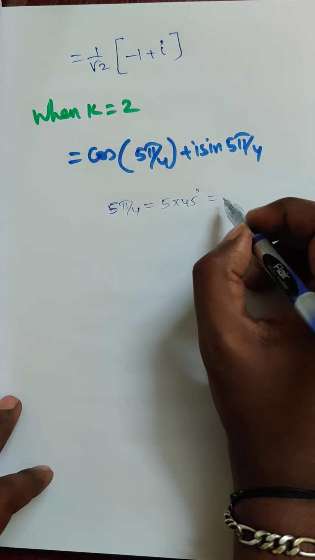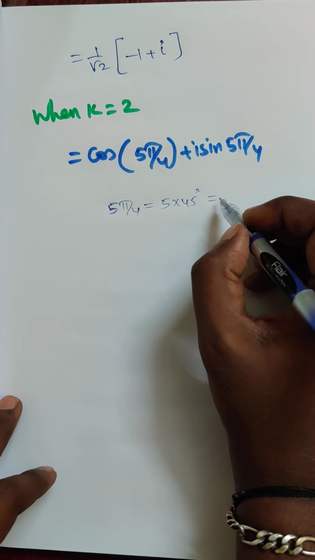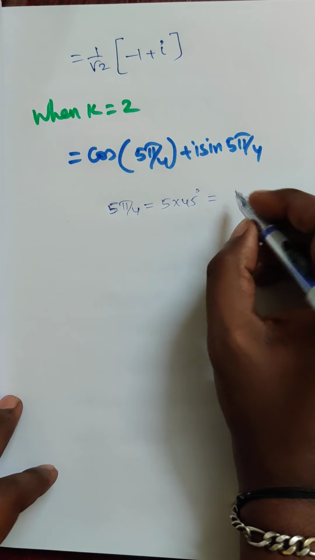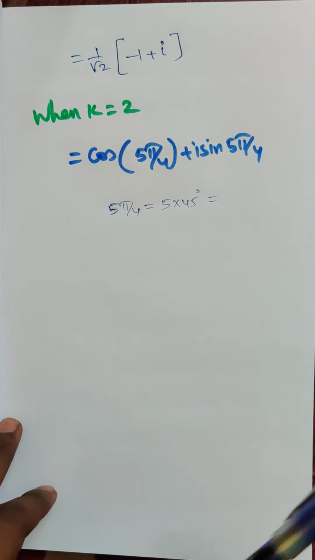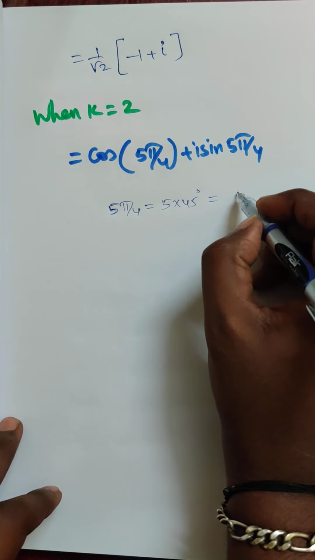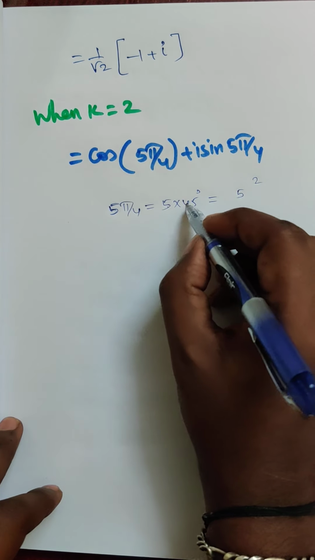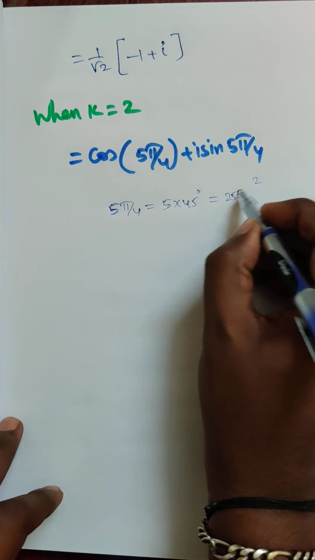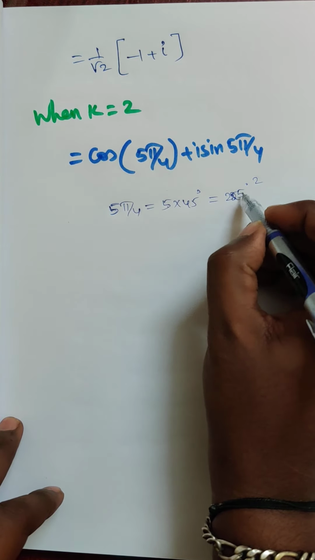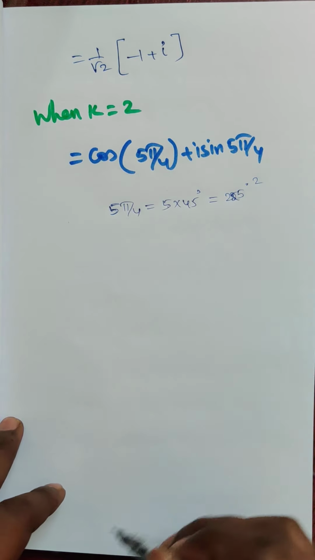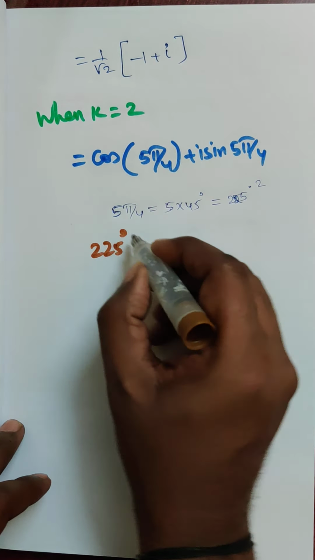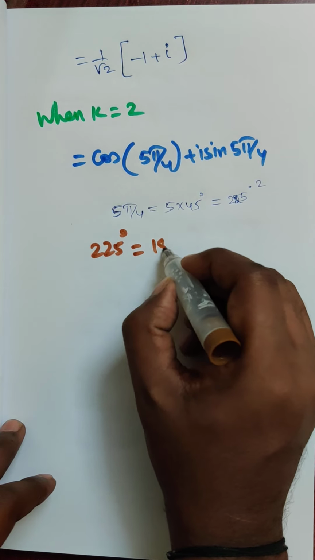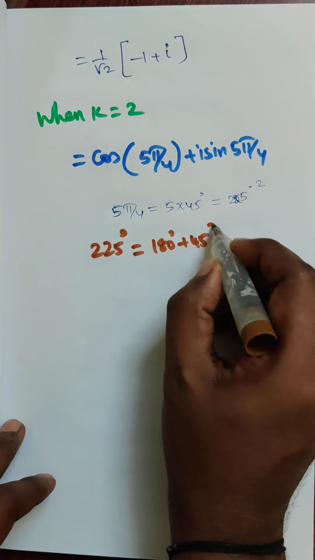5 4s are 20, 5 5s are 25. So 225 degree. So 225 we can write as 180 plus 45.